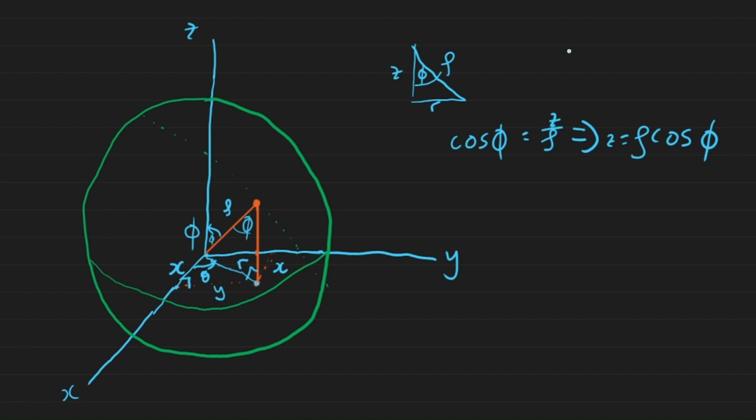So if we draw this triangle here, we can see that this angle is theta, and then we can see that the base is x, and the height is y, and r is as it is. So this is our triangle, and we can simply evaluate x and y as we did with cylindrical coordinates. So we can see that x is equal to r cos theta, and that y is equal to r sine theta.